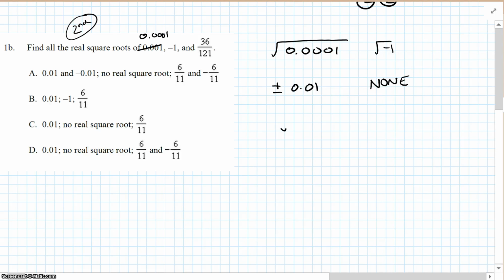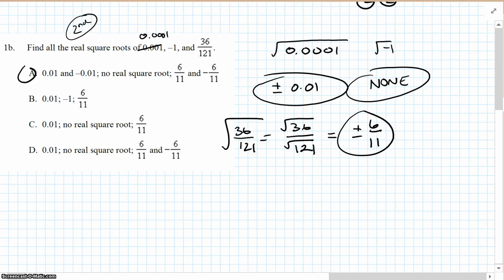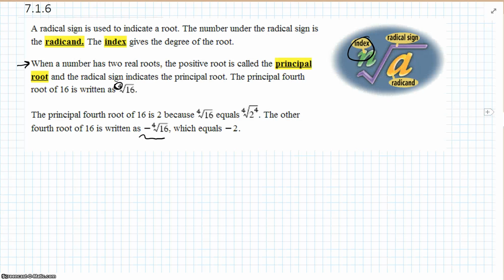so let's look at the square root of 36 over 121. Just to show you what I did, I went ahead and broke them up separately. Remember, you can do that with fractions. So it's the square root of 36 over 121. I rewrote it as the square root of 36 over the square root of 121, which is 6 and 11. But since they're positive numbers and an even index, it would be plus or minus. So we're looking for plus or minus 0.01, none, and plus or minus 6/11. So the answer is A. Moving on to the next example.